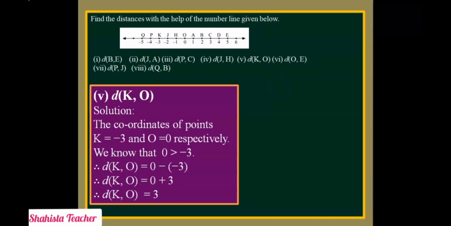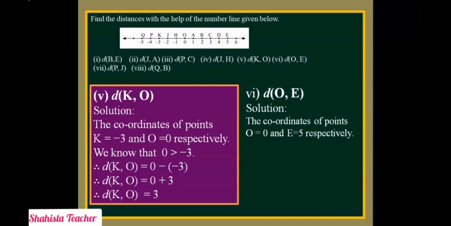So here we will write distance of O coordinate and E coordinate. Now solution. The coordinate of point O is equal to 0 and E is equal to positive 5. The coordinate of point O is equal to 0 and E is equal to 5 respectively. Now we know which number is greater here, 0 or 5? 5 is greater than 0. Okay, so here we will write, we know that 5 is greater than 0.